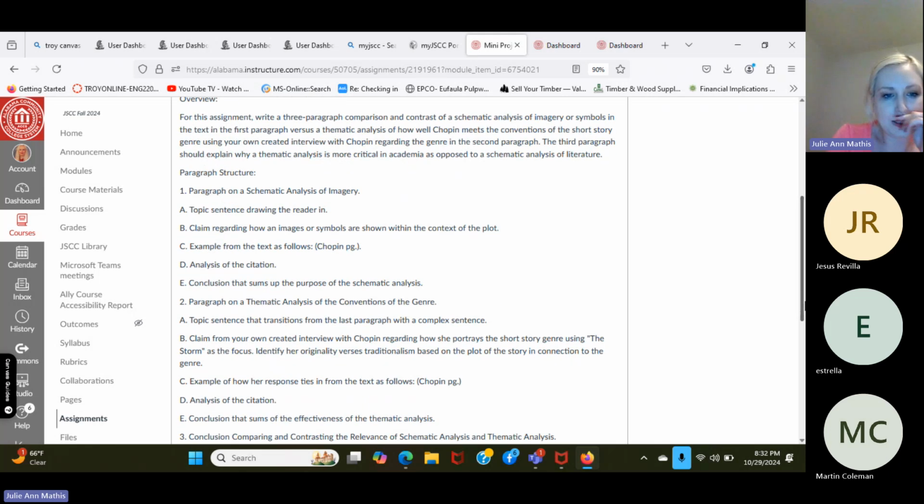Then this just tells you how to map it out. You'll have a paragraph on schematic analysis of imagery. Basically, you're dissecting it like you would literature. You have a topic sentence that draws your reader in, then a claim regarding images or symbols. Of course, even the storm itself and what it represents in their lives and the fleeting nature of time itself in the story.